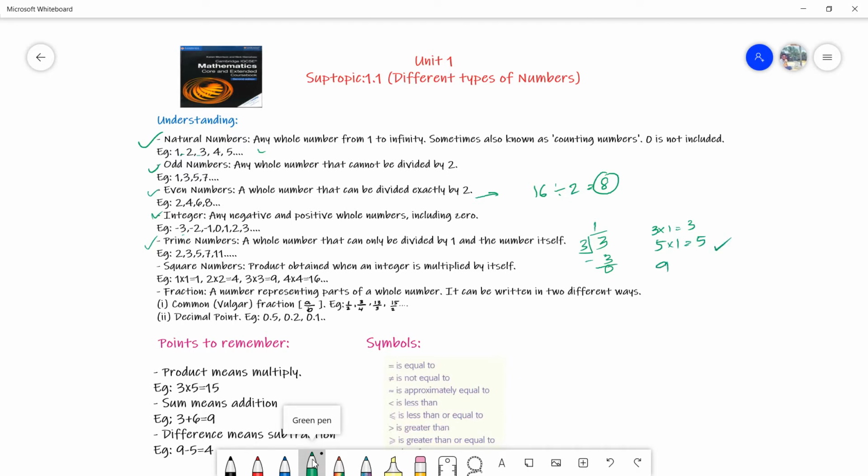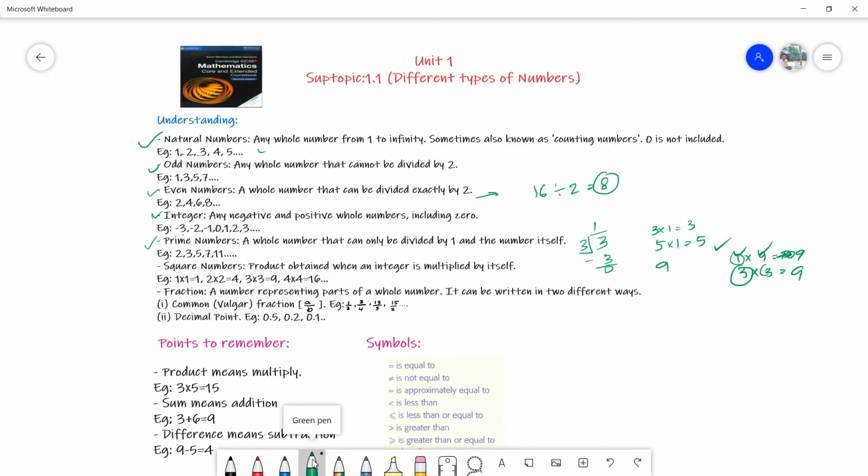Let's say 9. 9 is not prime, because 1 times 9 equals 9, and also 3 times 3 equals 9. So we have another multiplying factor other than just 1 and 9 itself.